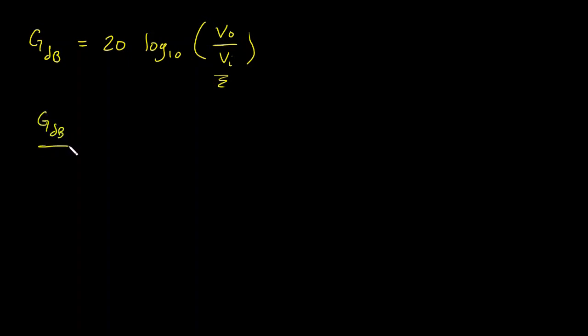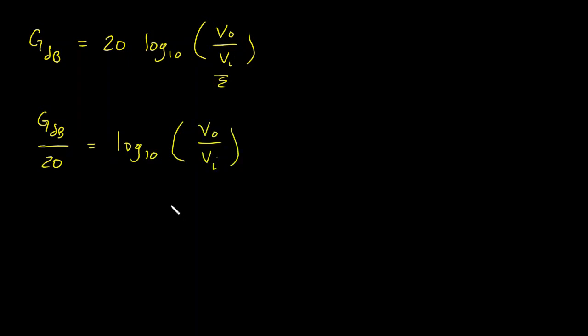So G sub dB, that's our gain in decibels, is equal to 20 times the log base 10 of V out over Vn. Right? What we want to solve for now is V out over Vn. So we're going to make use of the rules for exponential functions and logarithmic functions in order to do that. But first we've got to divide both sides by 20. So we have the gain in dB over 20 equals the log base 10 of V out over Vn.